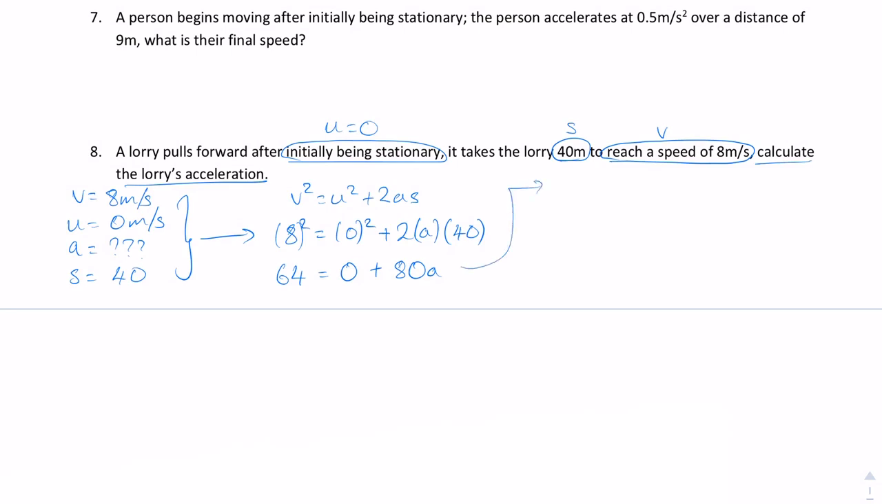We can rearrange this equation where 80a is equal to 64, and then simply divide by 80 on both sides. So that a is equal to 64 divided by 80. And using our calculators, we can find out that that is equal to 0.8 meters per second squared. Our final answer.